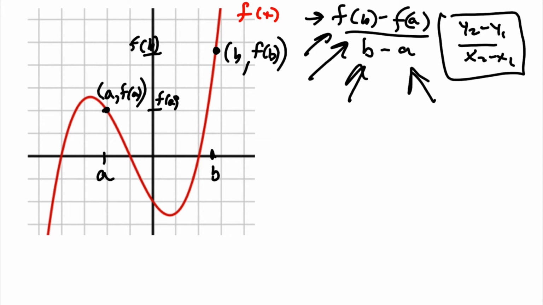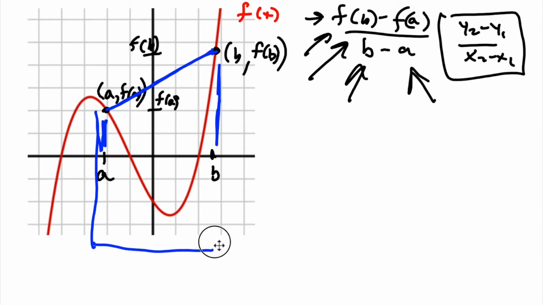So now what they're saying is, if you find the average rate of change of this line here, you find the slope of that line, it's going to be equal to the slope of some tangent on the curve between a and b. So somewhere between here on the curve, so I'll just box it up.